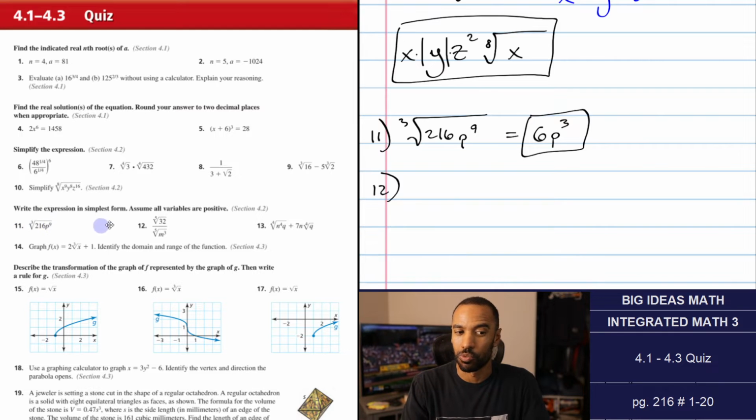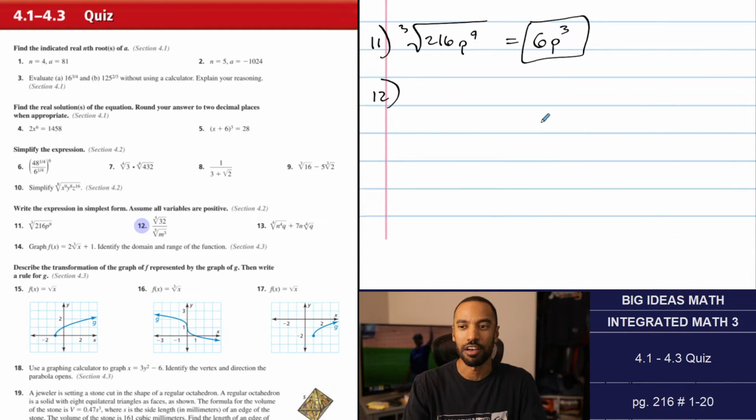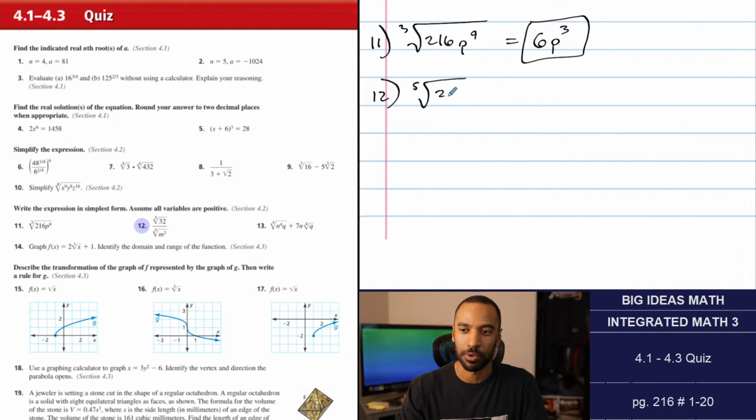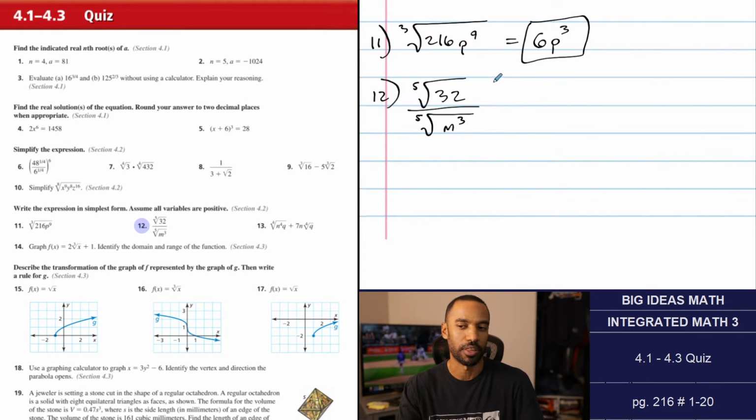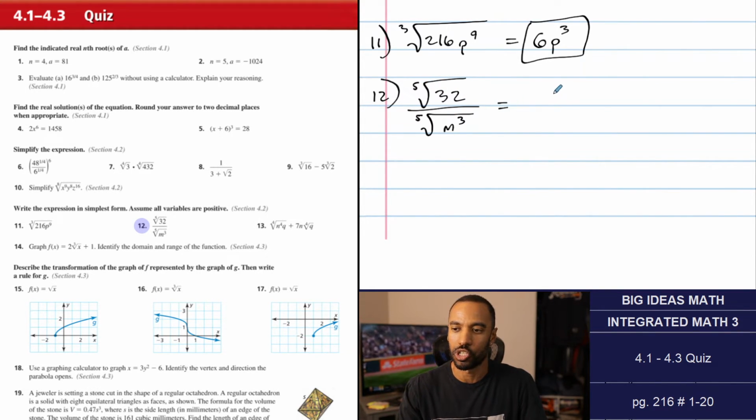These problems got weird and tough in the actual section. This is section 4.2. They got tough and weird in that section on some of them. They were like some of the hardest ones I've ever had to do before, as far as rationalizing. Speaking of rationalizing, this might be one of those. 5th root of 32 over 5th root of m cubed. The 5th root of 32 is 2. I'm going to leave that like that. 5th root of m cubed, can't do much with it as it stands. I need to rationalize the denominator.